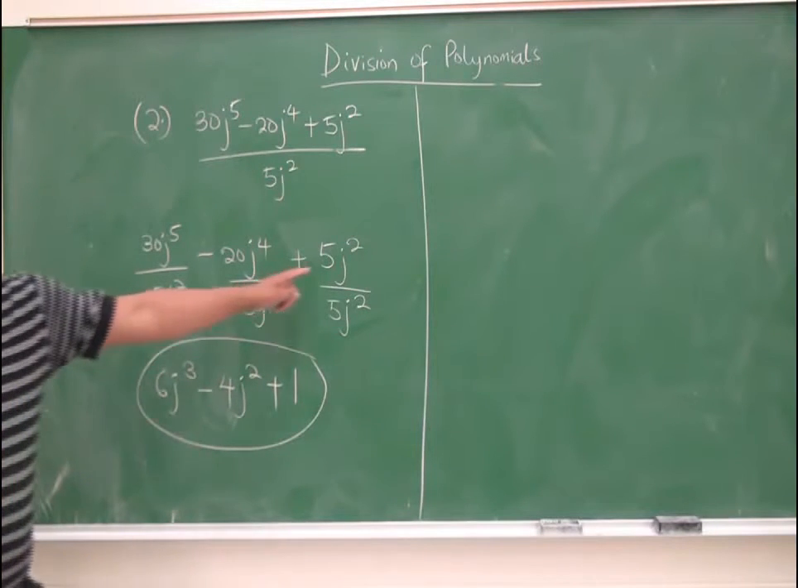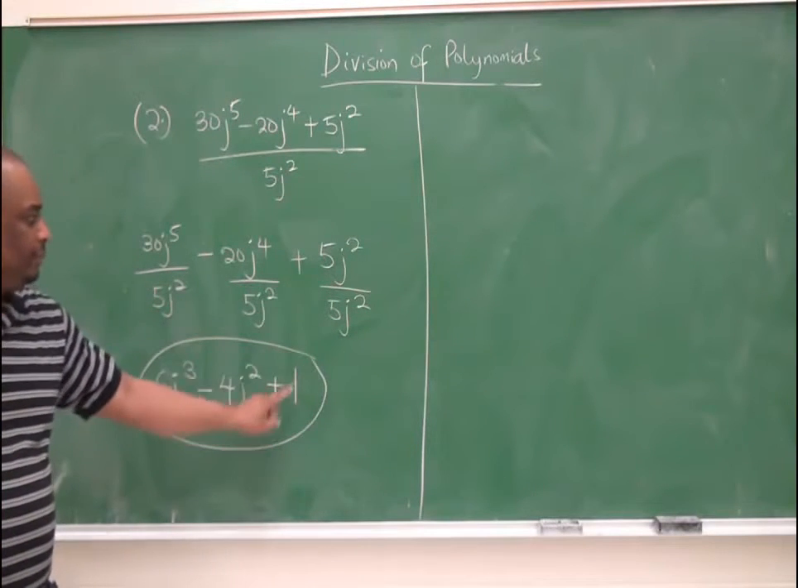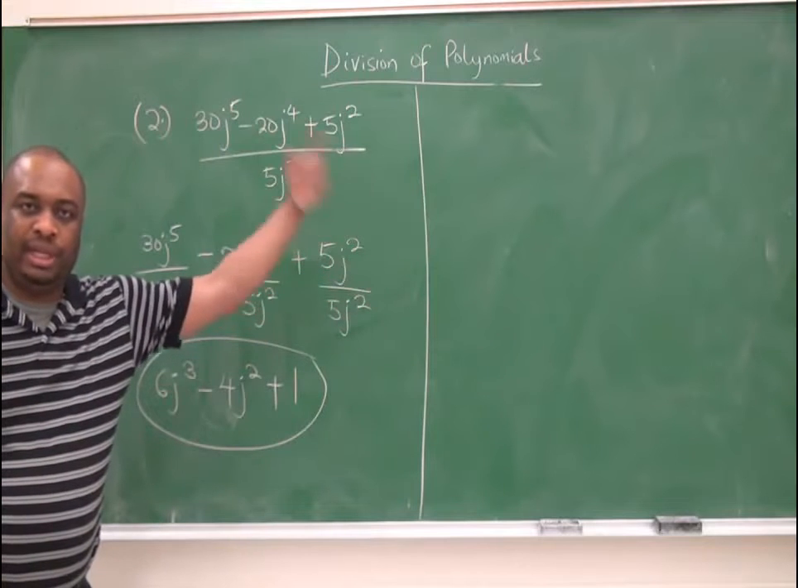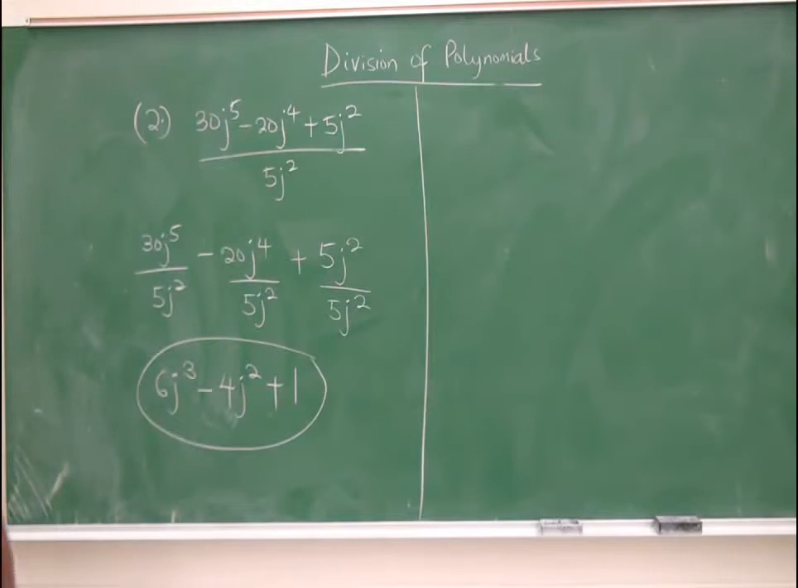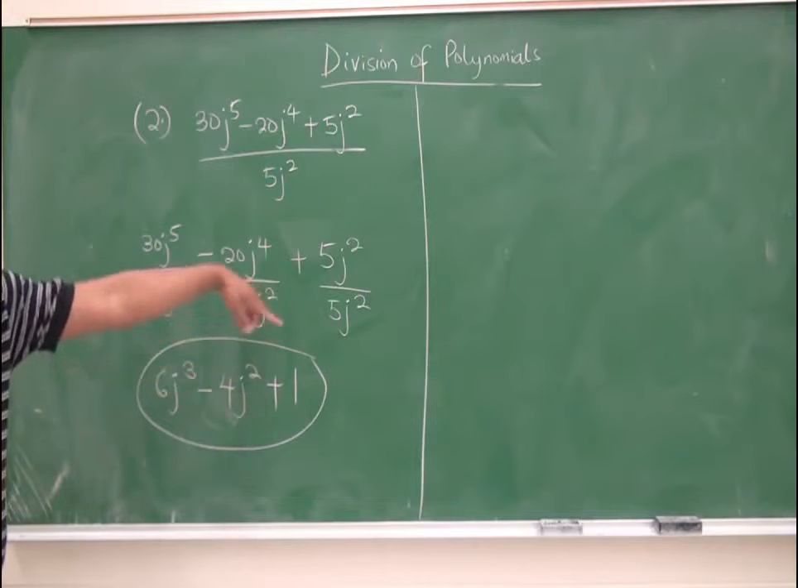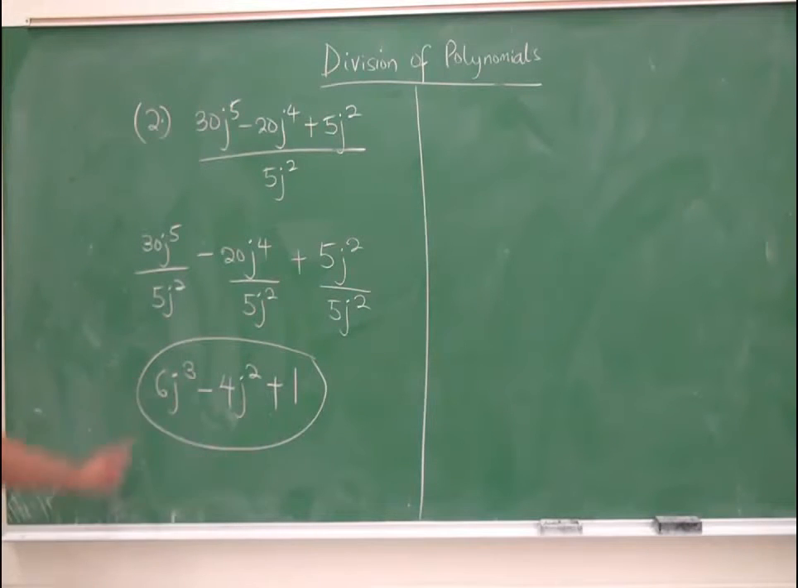Because this is J, 5 divided by 5 is 1. J, 2 minus 2 is J raised to power 0. Anything raised to power 0 is 1. So 1 times 1 is 1. So you have 6J cubed minus 4J squared plus 1.